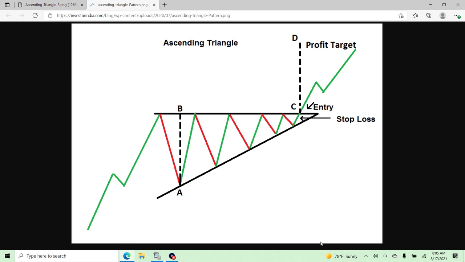This isn't an exact science, but I just wanted to give you the gist of what you're looking for. Each one of these is a little bit different.